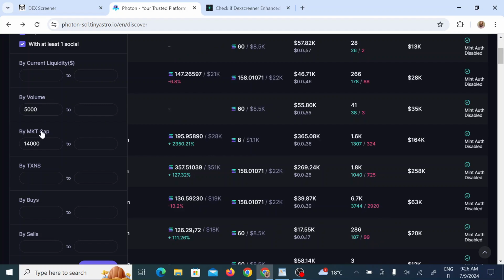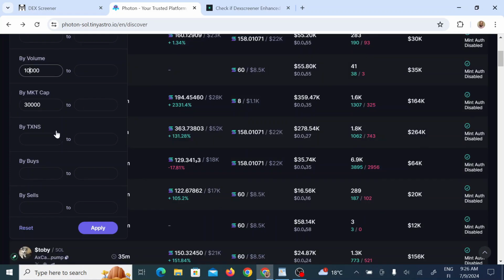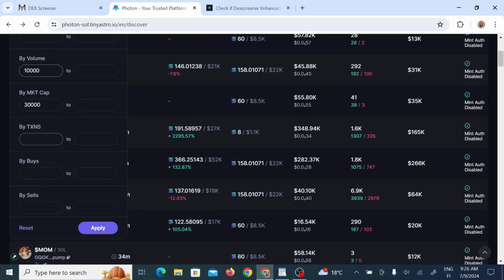And then the market cap, because we are focusing on newly launched meme coins, I put it at 14,000, but you can also put it at 30,000. Also the volume, maybe we can increase it to 10,000. But the rest, I mostly leave it like that. Let's apply as it is.